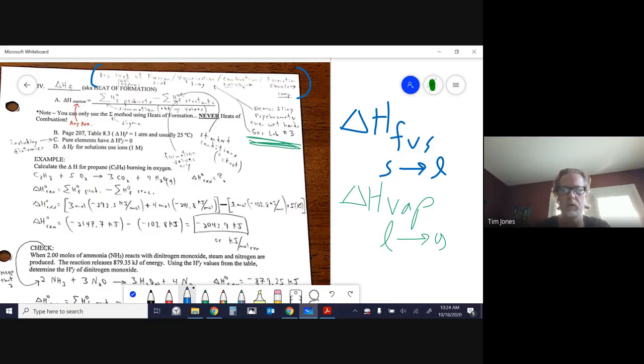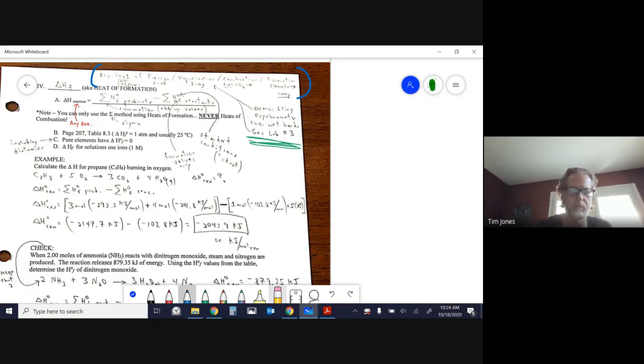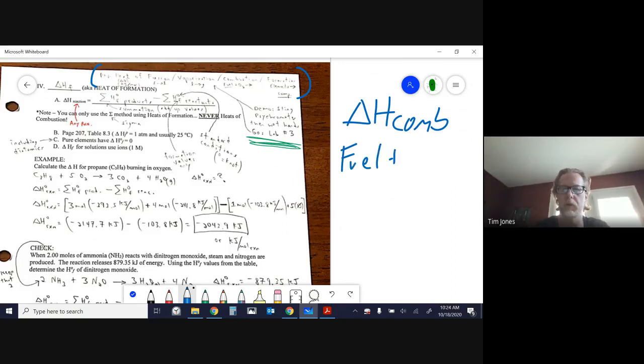So let me just get rid of all this stuff. So delta H, combustion. It's usually written like that. And this is going to be for a combustion reaction. And a combustion reaction is always going to be some type of fuel plus oxygen. Now, the typical reaction is that it will make CO2 and water. But there's another one that you should be aware of.